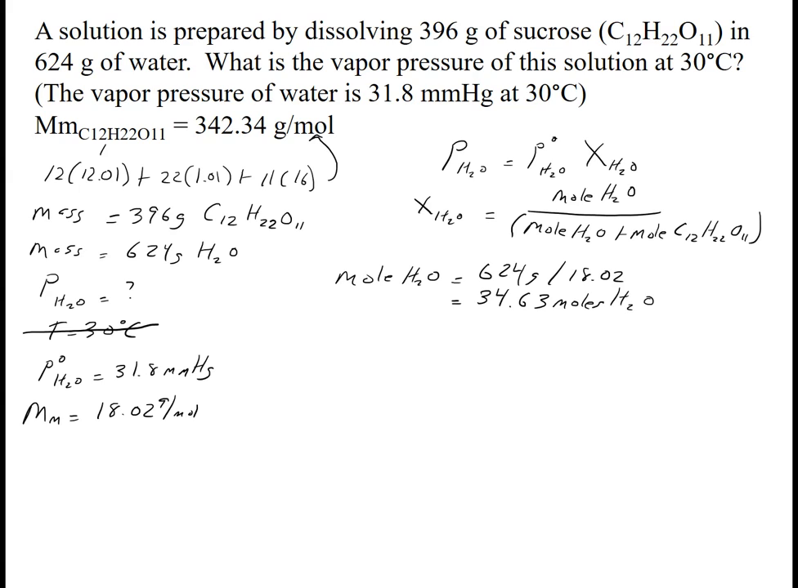I need moles of my sucrose, so moles of C12H22O11 is the 396 divided by the molar mass of that, which was 342.34. And that gave me 1.157.